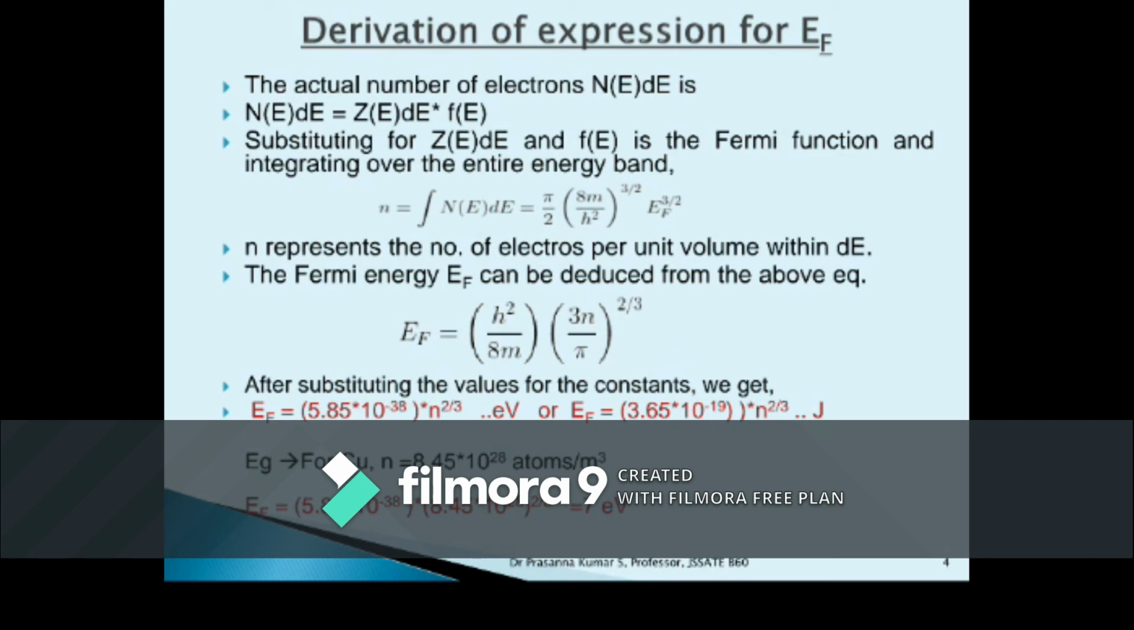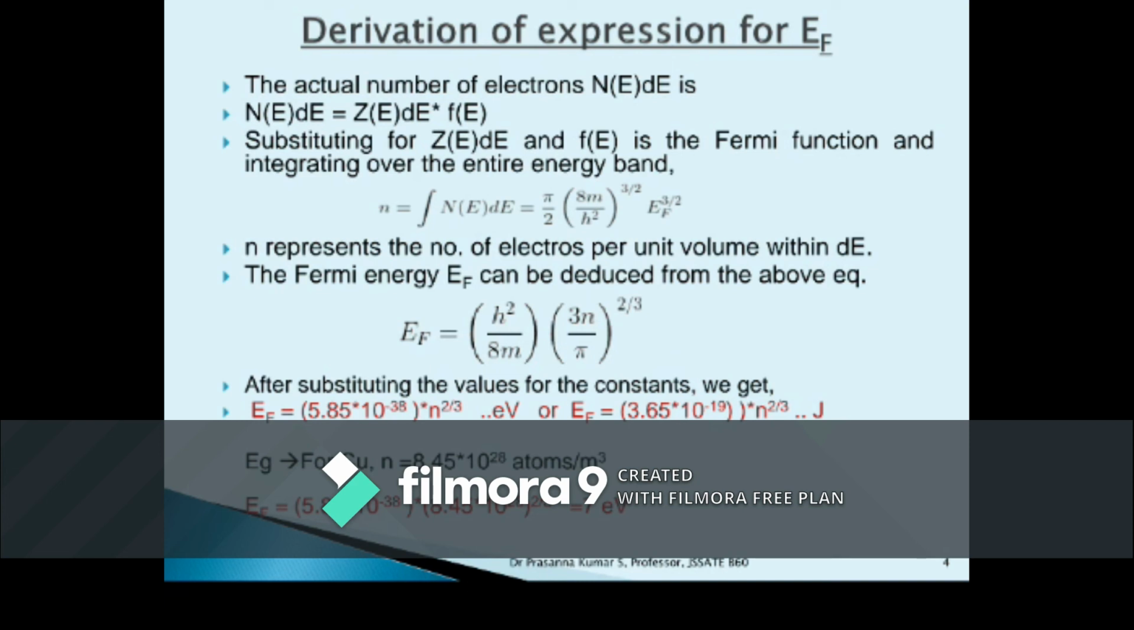From the above expression, the Fermi energy EF can be written as h square by 8m within the brackets 3n by pi to the power 2 by 3. So this is the expression for Fermi energy. That is, you got this expression by making use of the Fermi function and the density of states. Now this contains certain constants: h is Planck's constant, m is the mass of the electron, pi is a constant, and small n refers to the number of free charge carriers.